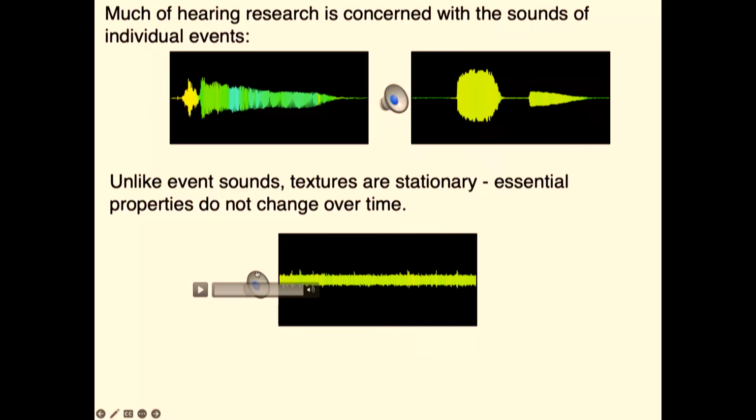By comparison, if we just consider the sound of rain, at some point the rain started, and hopefully at some point it will end, right? But the beginning and the end are not really what make it sound like rain. The qualities that make it sound like rain, they're just there. And so in this respect, textures are what we call stationary, right? So the essential properties don't change over time.